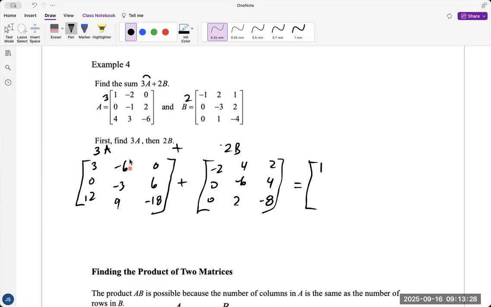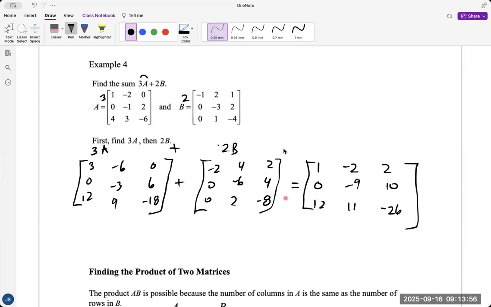Then negative 6 plus 4, negative 2. 0 plus 2, 2. 0 plus 0, 0. Negative 3 plus negative 6, negative 9. 6 plus 4, 10. 12 plus 0, 12. 9 plus 2, 11. Negative 18 plus negative 8, negative 26. And there we go. There is your sum.